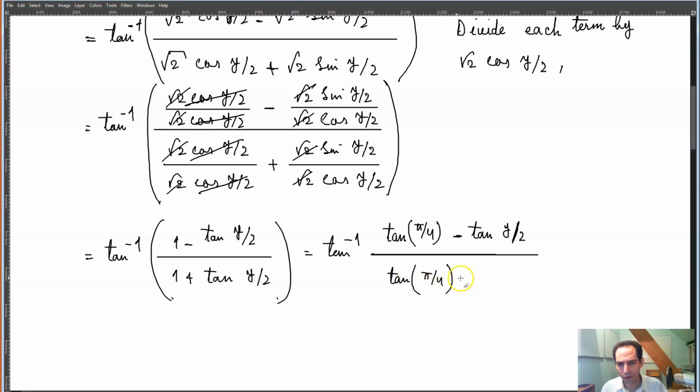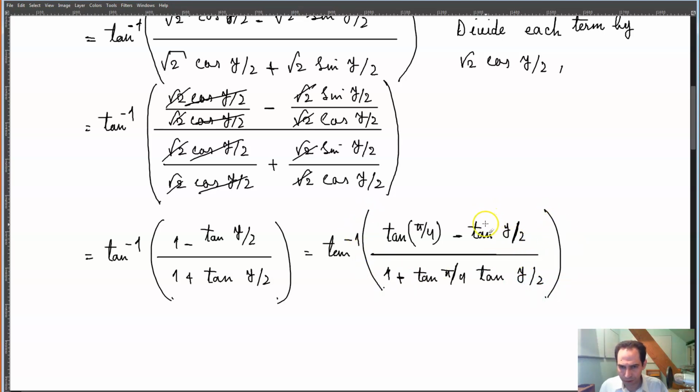I'm sorry, no, here you don't do that. So here you can write your 1 as tan of pi divided by 4, which is equal to 1, and if you multiply it by tan of y divided by 2, you get the same thing, and then you can write tan of y divided by 2.